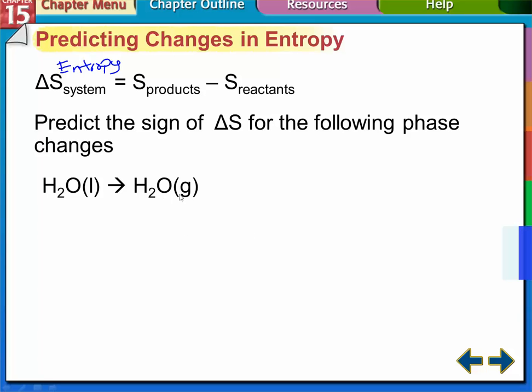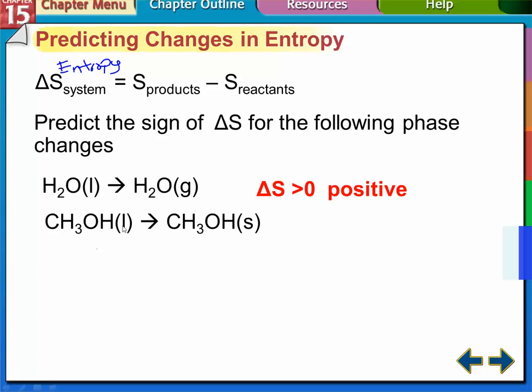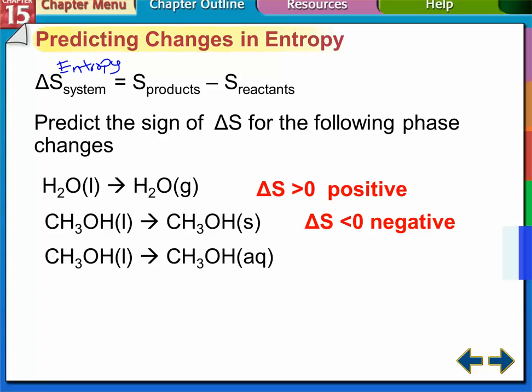We go from a liquid to a gas, okay, or the products have more entropy than the reactants. Well, in this case, it's easy, right? Gases are much more random than liquids, so that's going to be a positive delta S. If we go from a liquid to a solid, okay, on the last slide we said what increased entropy. Well, this would decrease entropy, right? A solid would be more ordered, there'd be less entropy after that was done.